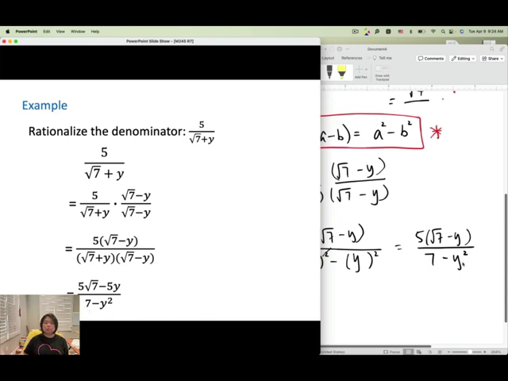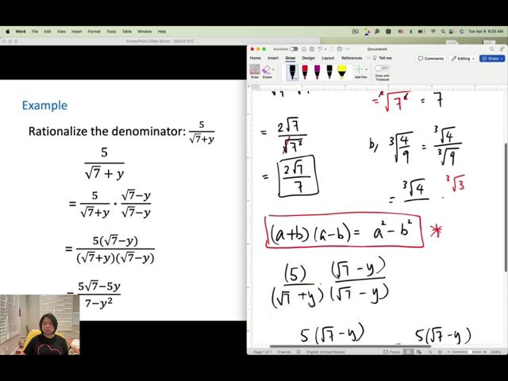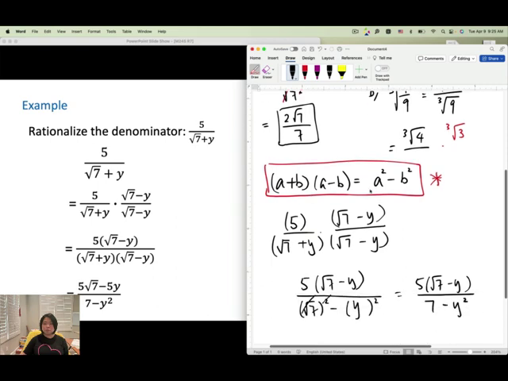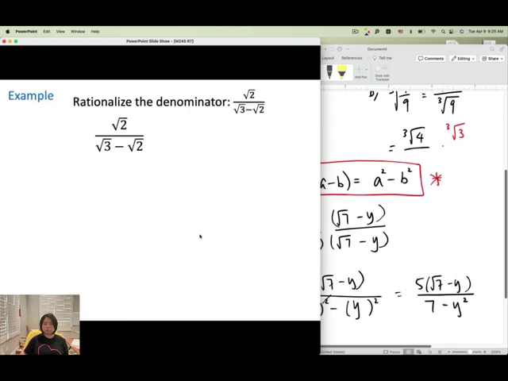Okay, so to rationalize a binomial denominator, you need to multiply by the conjugate. And then use this formula: (a + b) times (a − b) equals a squared minus b squared. Okay, I want you to try to do this one by yourself.